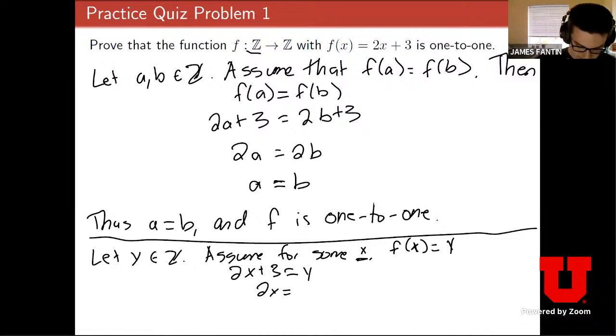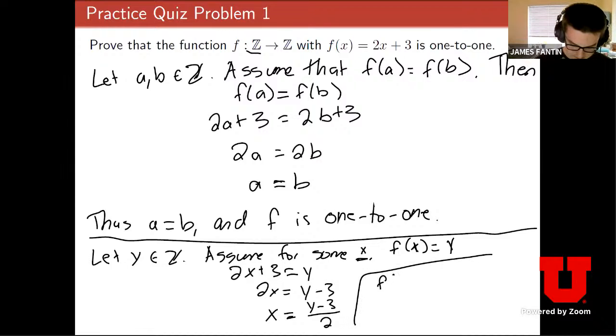So if we solve this, x would be equal to y minus 3 over 2 would be the value that would map. So in other words, we've shown that f of (y minus 3) over 2 would be equal to y. We found this element that maps to y. Is this element an integer always? Y minus 3 divided by 2 for any y in Z.